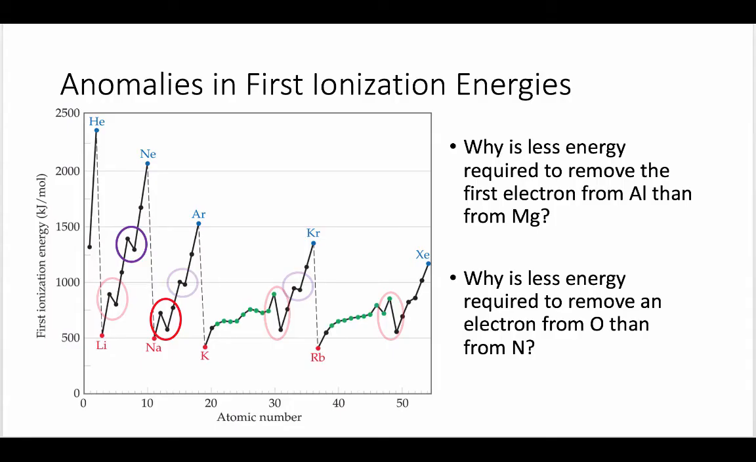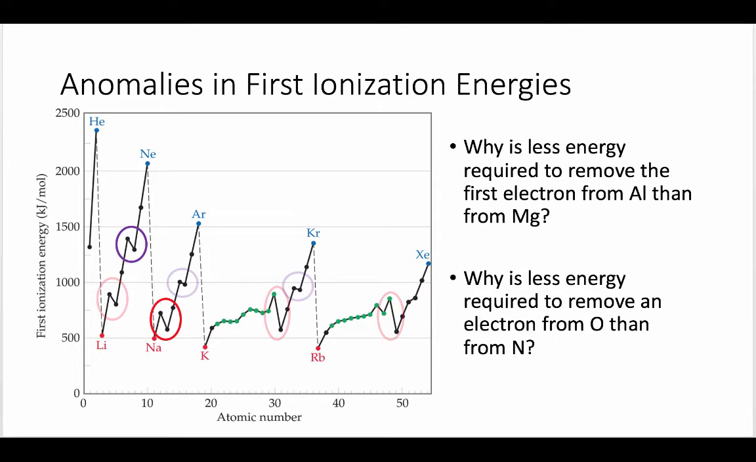So now, we need to talk about some anomalies in first ionization energies. Okay? And this is when there is an exception to the trend. So remember, the trend is always, as you go down a column in the periodic table, the ionization energy will get smaller because the electrons are in higher principal quantum numbers, n, and therefore farther from the nucleus. They feel less attraction to the nucleus. It's easier to remove them.